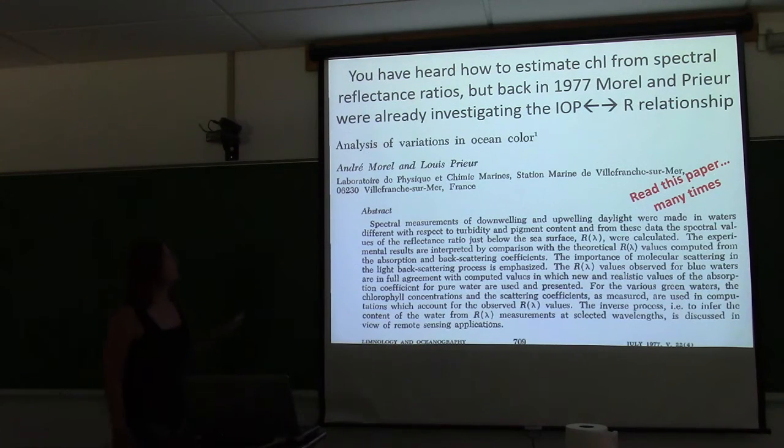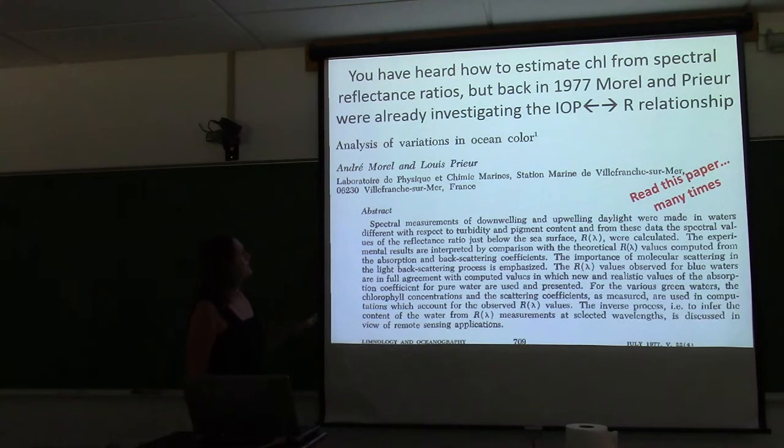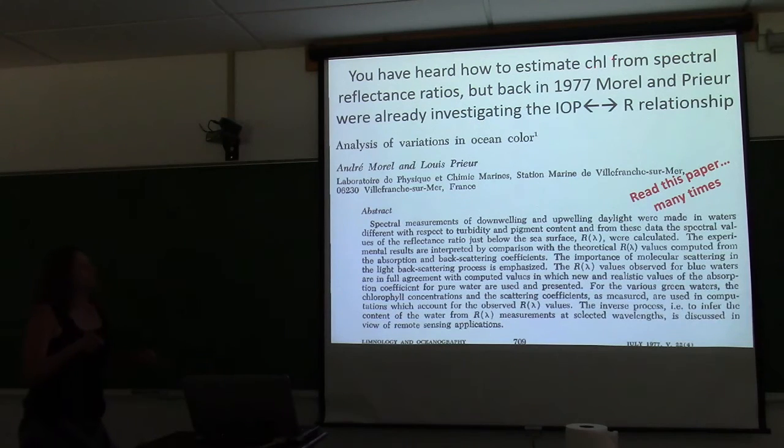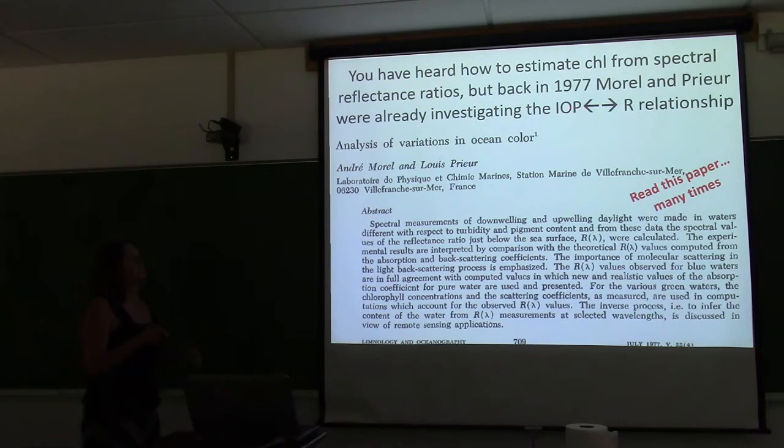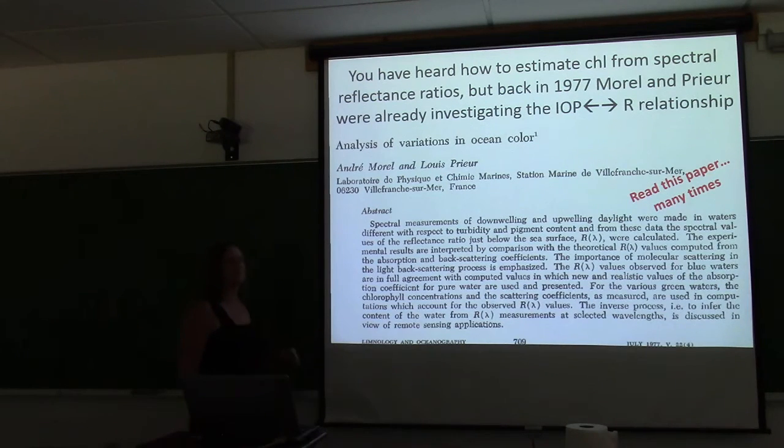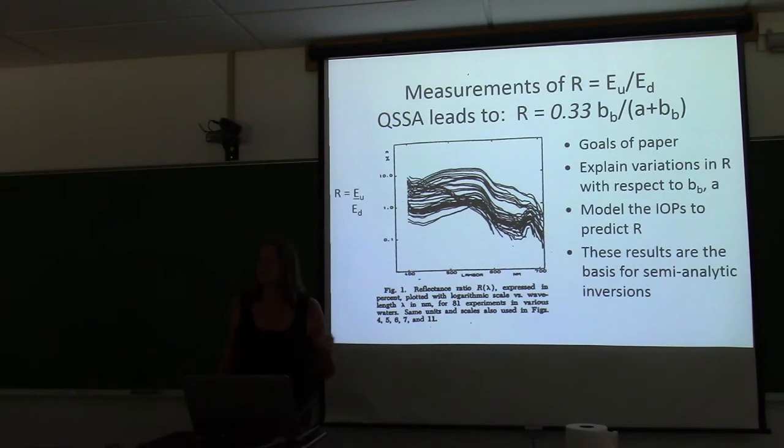It's really brilliant. So back when we were talking about estimating chlorophyll from reflectance, they were already looking at this relationship between IOPs and reflectance. And they were using it to get chlorophyll, but they were really getting the IOPs. It was just that we didn't know we wanted IOPs. We thought we wanted chlorophyll. But it's brilliant. So we're going to talk about it a little bit because it's really the basis for how all these semi-analytic models started.